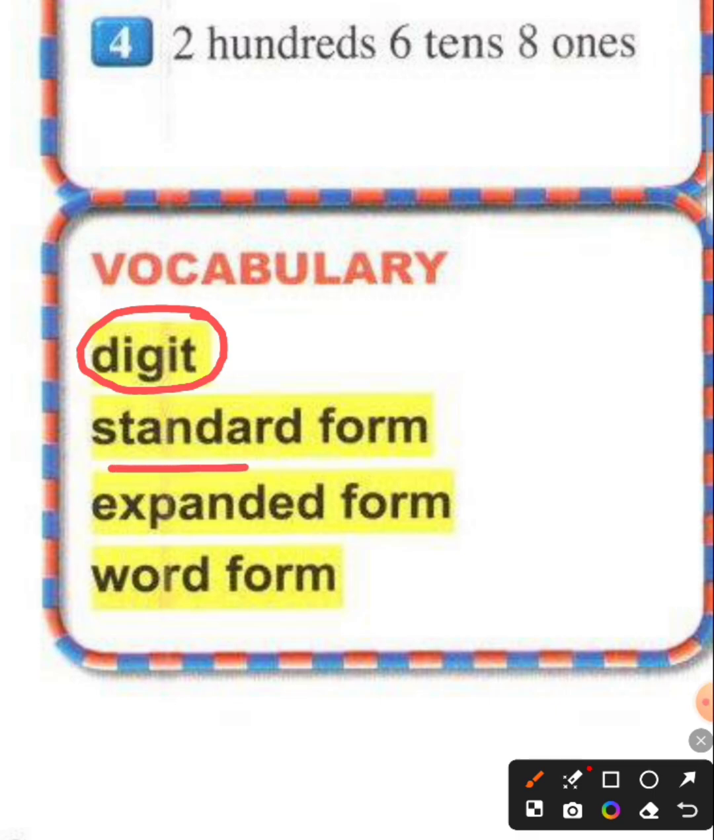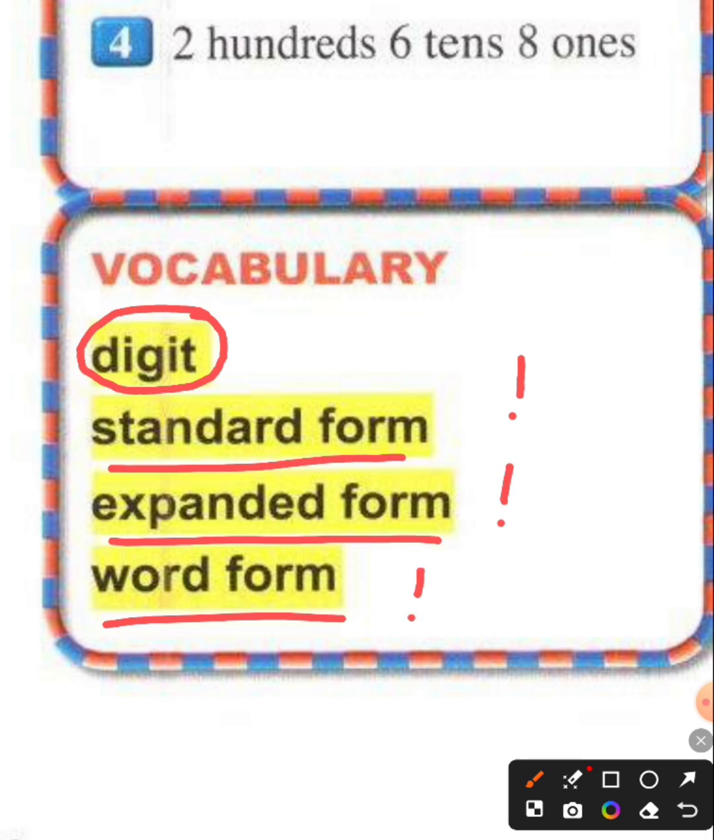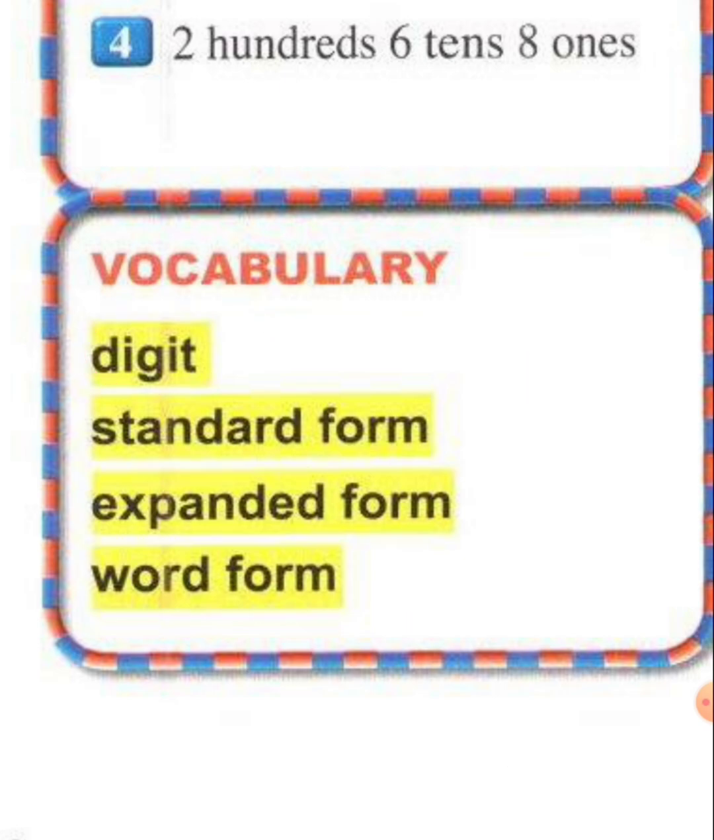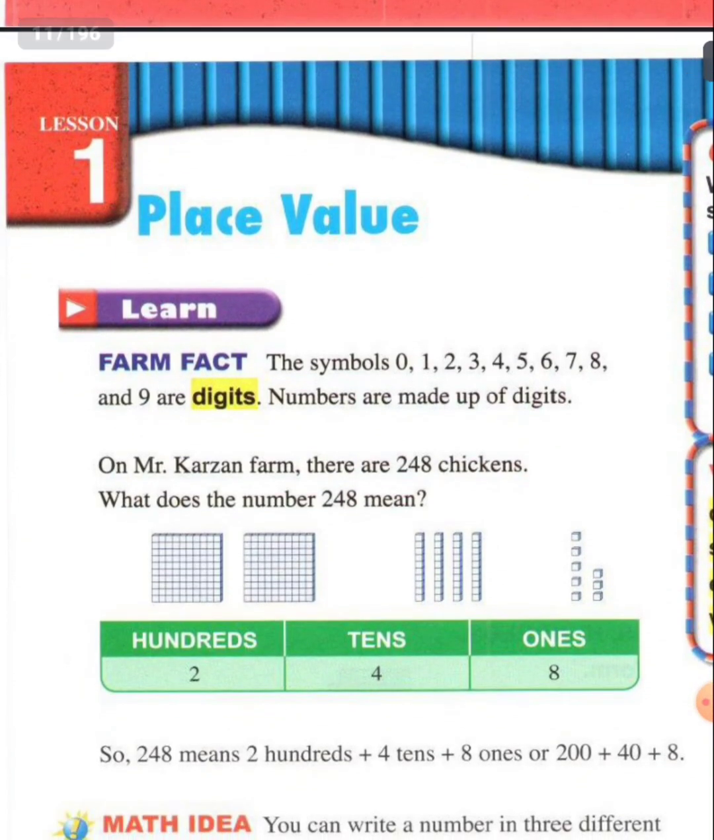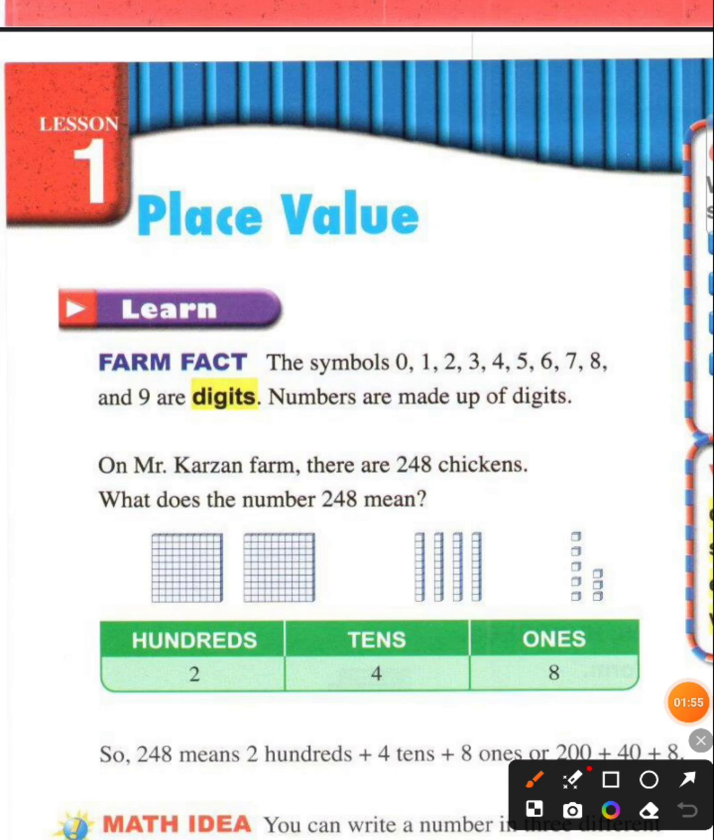And we have 3 terms: standard form, expanded form, and word form. They are very important, and you must know what they are. So let's learn how to explain our vocabulary. The symbols 0, 1, 2, 3, 4, 5, 6, 7, 8, 9 are digits. And now, very important, numbers are made up of digits. It means all numbers are made from digits.